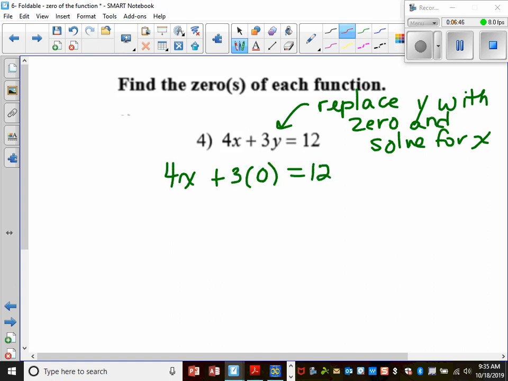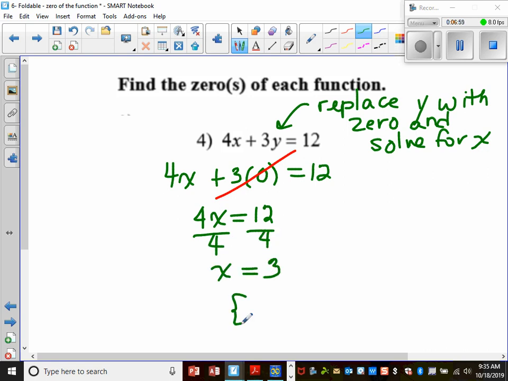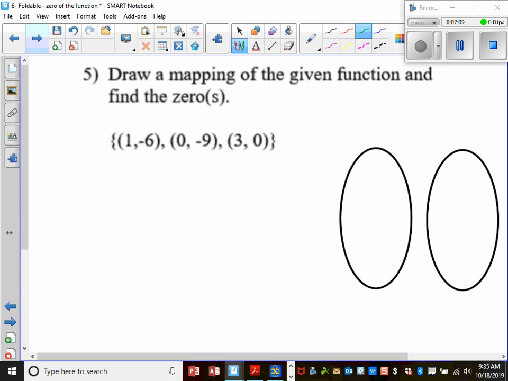Okay, so I'm just going to cross this out because anything times 0 is 0, so I don't even need that. So 4x equals 12, so when I divide, I'm going to get x equals 3. All right, so that x-intercept is 3. Okay, that's where that line would cross the x-axis. All right, moving on to a mapping.